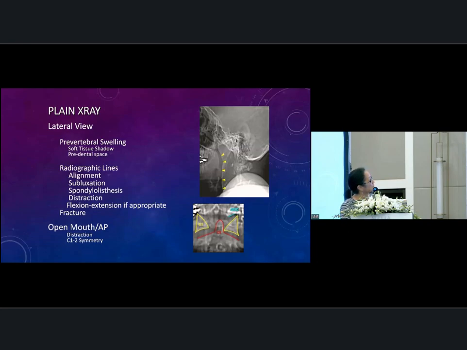Again, it is important to know about the pre-vertebral swelling that is evident. They're good at looking at alignment, possible subluxation, and dynamic views if appropriate, if there is a suspicion of instability but any movement is not going to compromise neurological function, in obtaining flexion extension films. Sometimes fractures can be seen, and one can look for distraction or asymmetry in open mouth views.